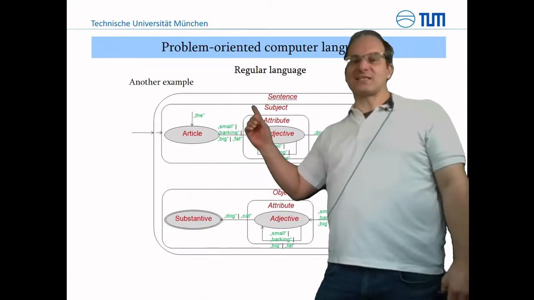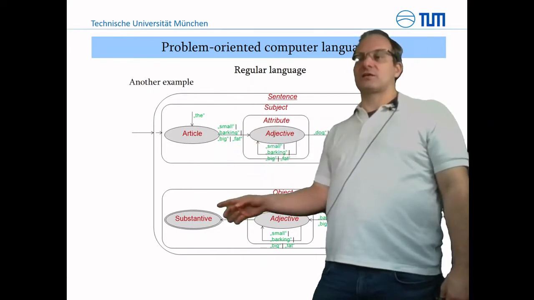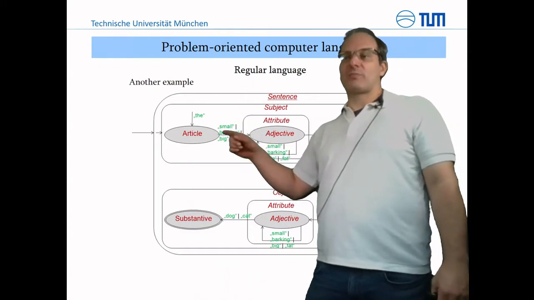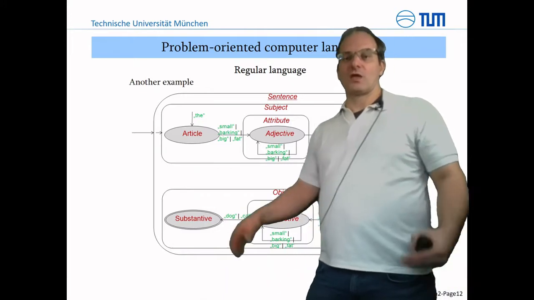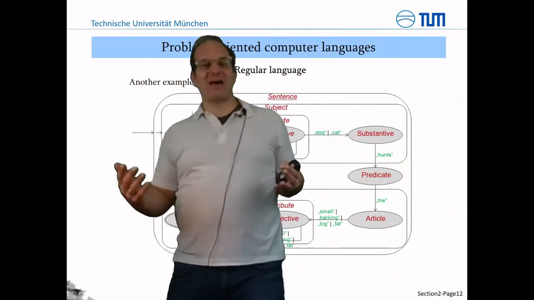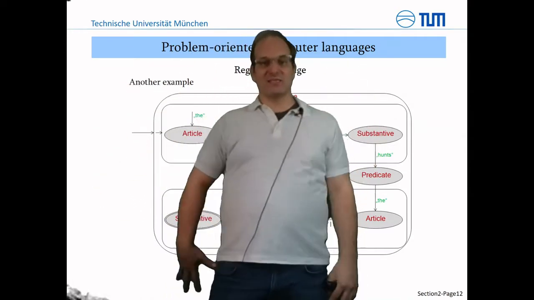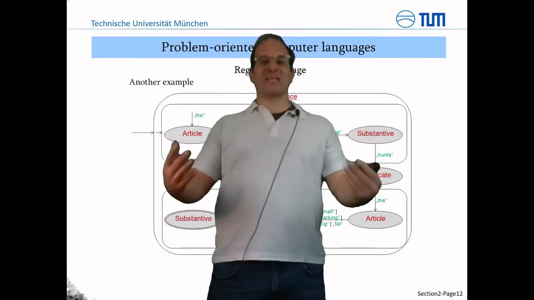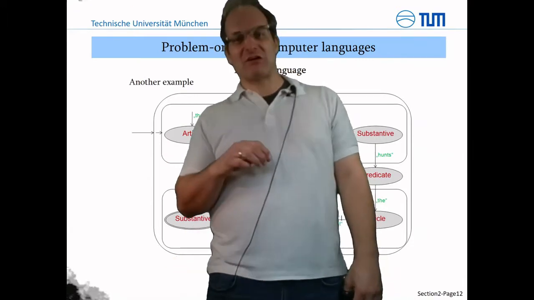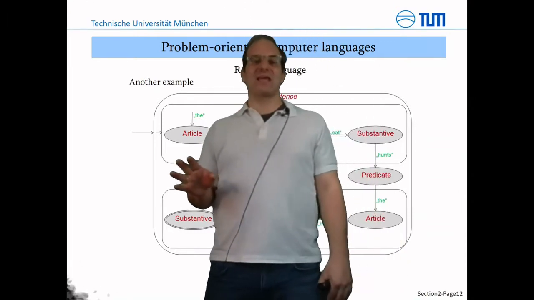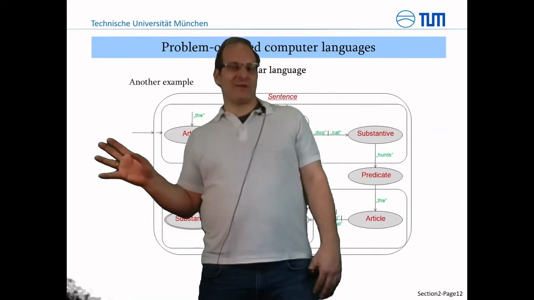So that a sentence is built by subject, predicate, object. A subject is built by article, attribute, substantive, and so on. So this is again nothing more than a regular language. And if you build all of the sentences like this, you can represent it with regular languages. The problem is that human languages are a little bit more difficult in the case that we will have, let's say, a lot of exceptions.